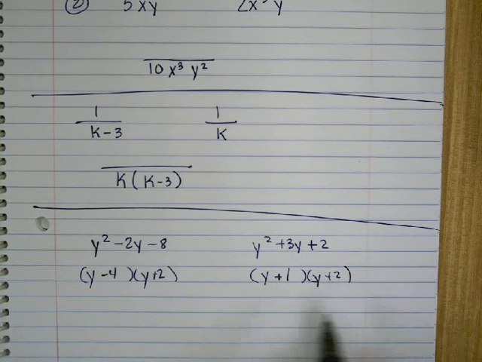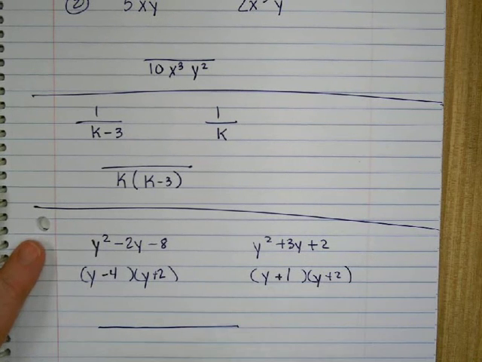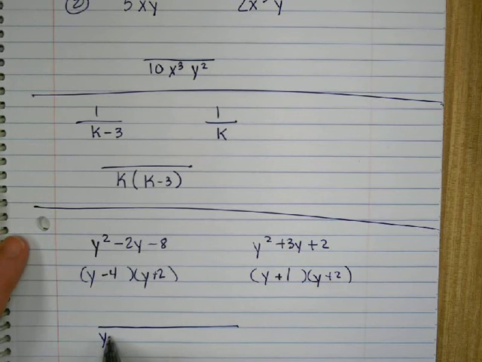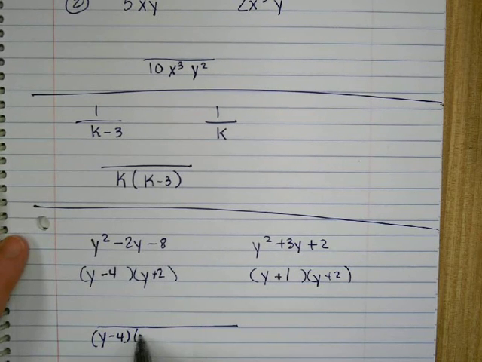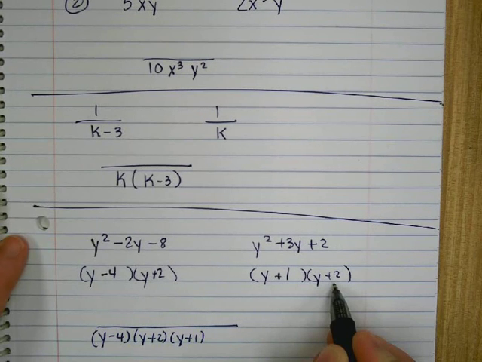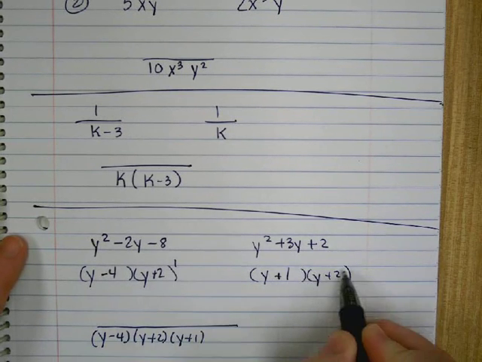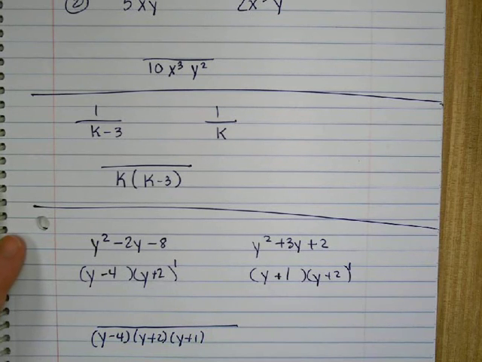Now, your common denominator has to have at least one of every different factor. So I got to have y minus 4, and y plus 2, and y plus 1. That's already listed, so you do not have to list it again. Okay? y plus 2 only has to occur once because it's to the first power both times. So I just need one of those.